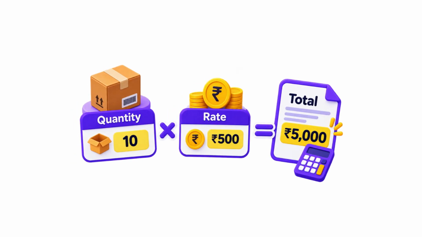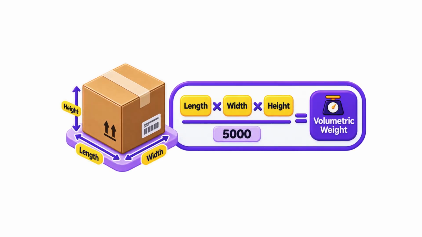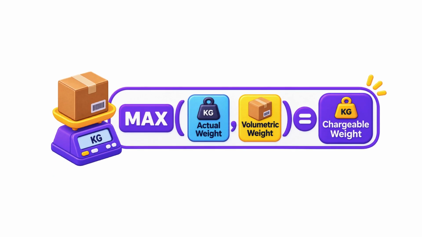Not every business calculates its billing amount using just quantity into rate. A flooring business may first calculate length into width to get the billable area. A logistics business may calculate volumetric weight and then compare it with actual weight to decide the chargeable weight.